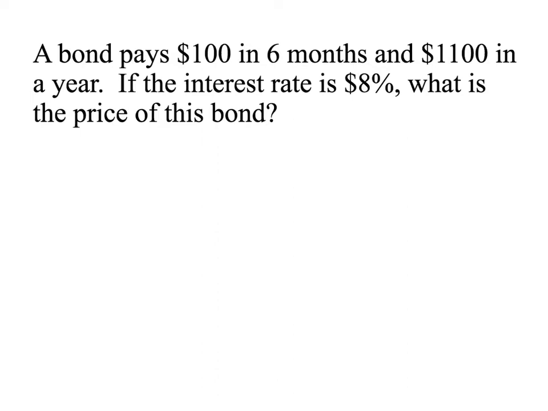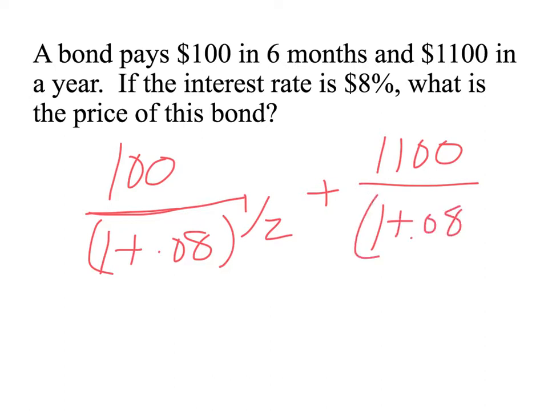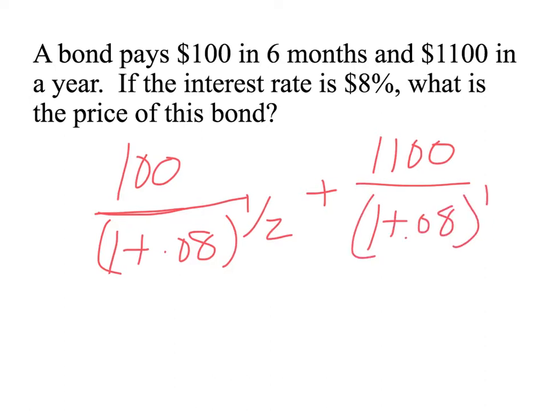I have two cash flows and I'm simply going to add the present value of each. The present value of the first cash flow is 100 divided by 1 plus 0.08 to the 1/2 power, since this occurs 1/2 year from now. And the present value of the second cash flow is 1100 divided by 1 plus 0.08 to the first power, which turns out to be $1,114.74.